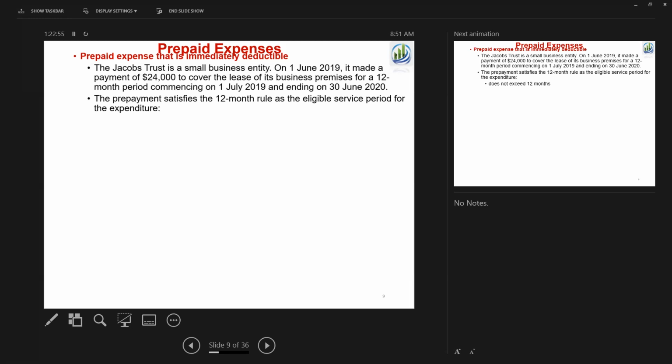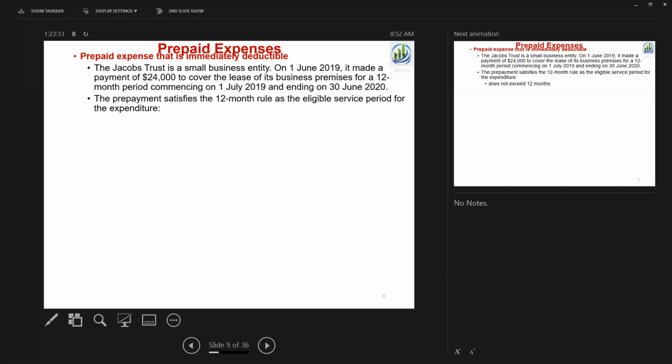So what is the service period? You are preparing the 2018-19 tax return, right? So step number one, is this excluded expenditure? No, this is a lease payment. It's not going to be in the excluded expenditure category. So the only thing we want to check is the 12-month rule. Step number one, this is a small business entity. Yep, that's good. So tick that first point.